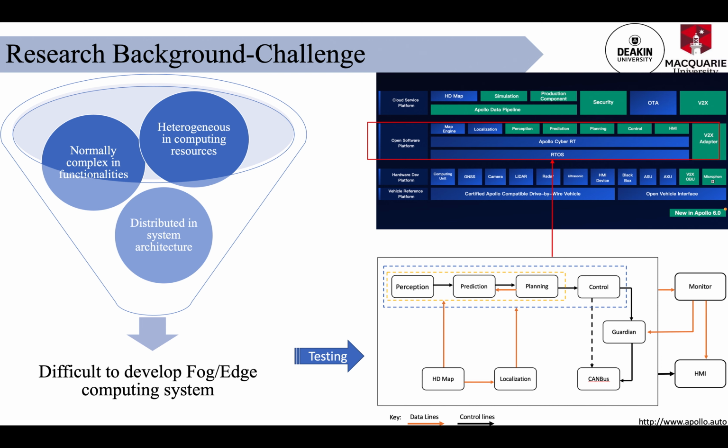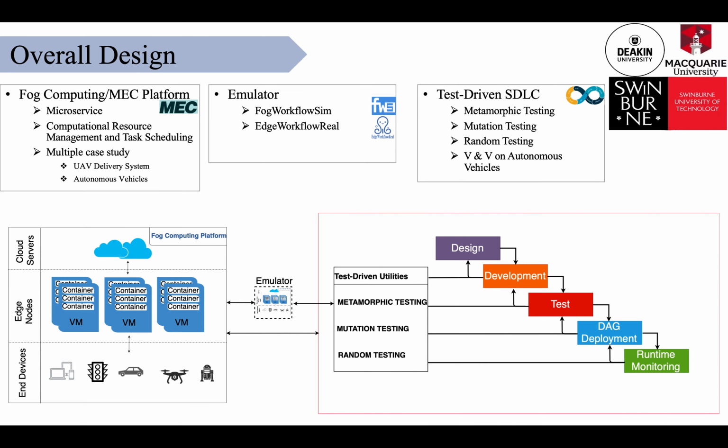Take the Apollo platform as an example. An autonomous vehicle system requires toolkits to design, develop, test, and deploy software components for sensor collection, sensor fusion, perception, planning, and all these components need to be thoroughly tested in both simulated and real-world environments throughout the whole software development life cycle. This is our overall design for test-driven software development for fog computing systems, named TDD for fog.